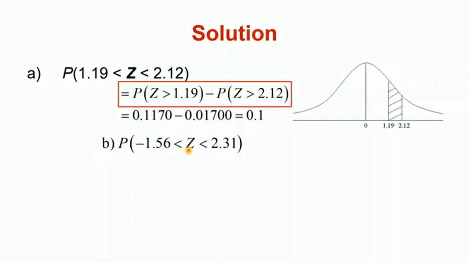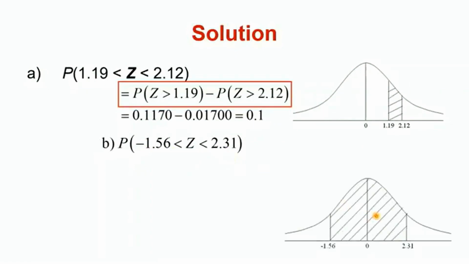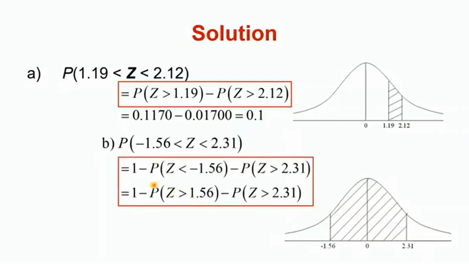B, what is the probability of Z more than negative 1.56 and less than 2.31? One value is negative, one value is positive. Because the total area is equal to 1, I can deduct this part and this part from 1, then the balance is my answer. It means 1 minus the probability of Z less than negative 1.56 and minus the probability of Z more than 2.31. Then, because of symmetry, Z less than negative 1.56 is equal to Z more than 1.56.